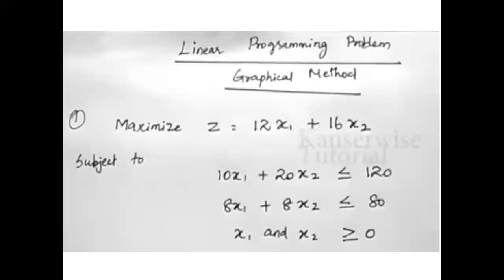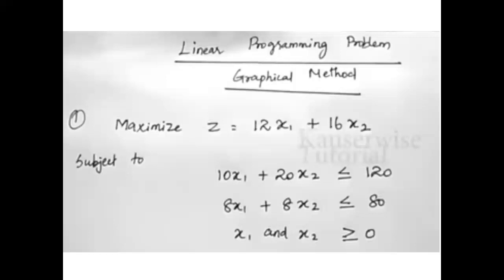In these constraints you can see there are only two decision variables, x1 and x2. So the graphical method can be used to solve an LPP when there are only two decision variables in the question. When more than two decision variables are present, we will use other methods for solving that type of linear programming problem.